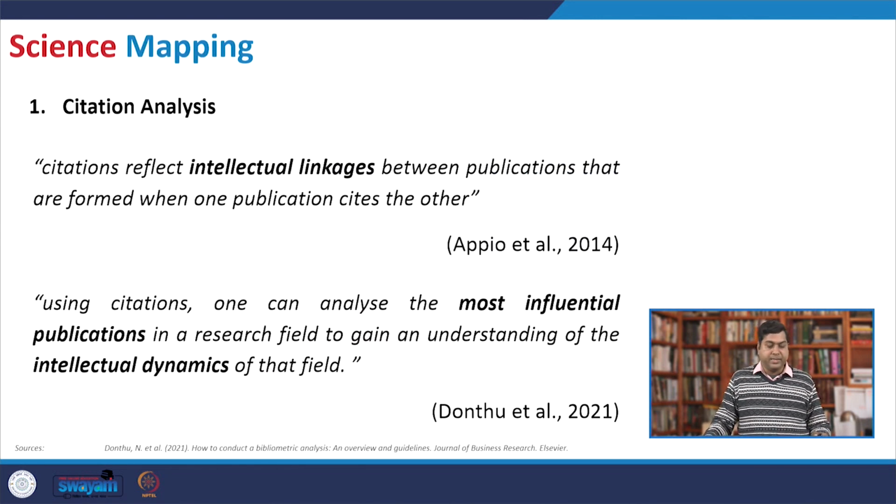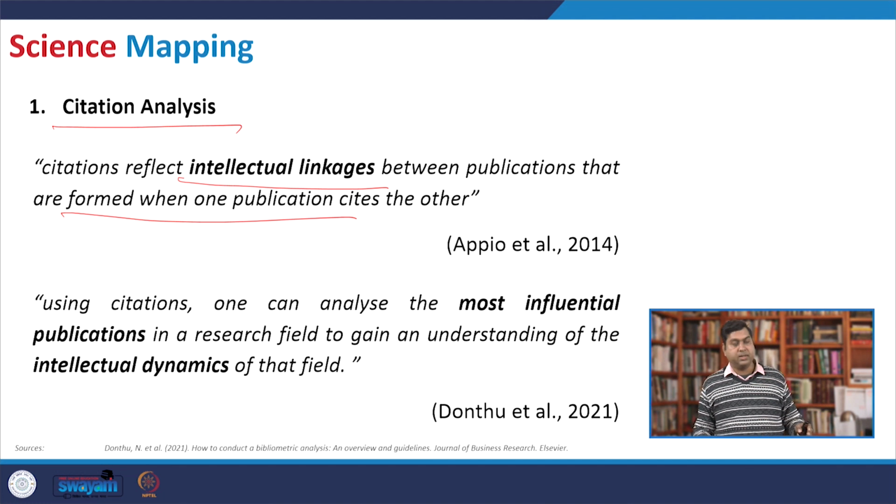Now, coming to science mapping. Citation analysis is where citations reflect the intellectual linkages between publications, and it is important that one publication cites others. If you are working on the right track, the topic is very relevant and the contribution is reaching readers, then you will get citations very quickly. That means it also has some credibility.